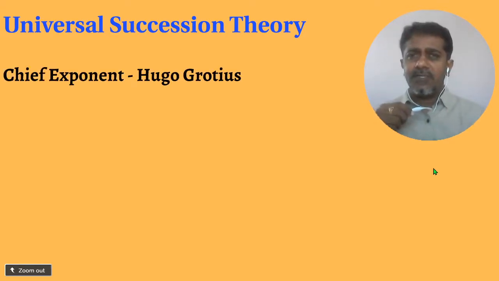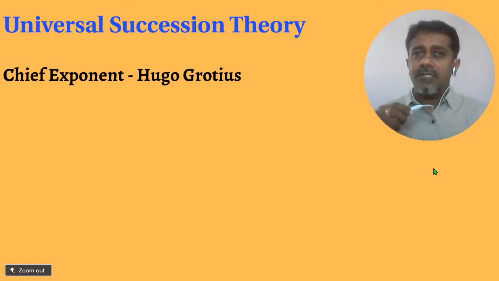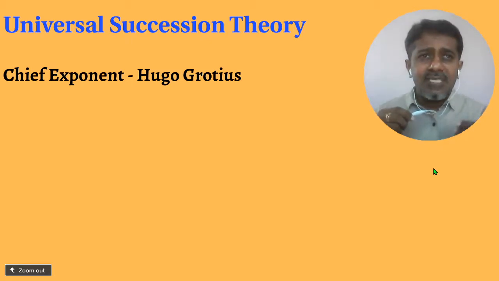The chief exponent of this theory is Hugo Grotius, who is also known as the father of modern international law. He is the person who vehemently put forward and supported the concept of universal succession. We already discussed the concept of succession: it is the change of sovereignty over a territory, and what happens to the rights and obligations of the predecessor state, whether they go to the successor state, is something we'll be discussing in all these theories.